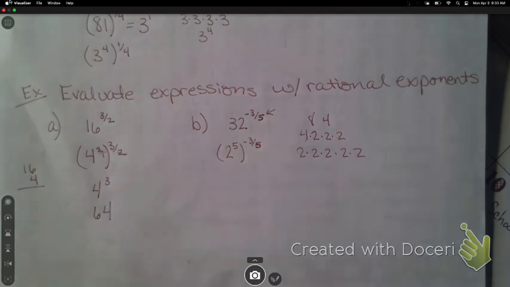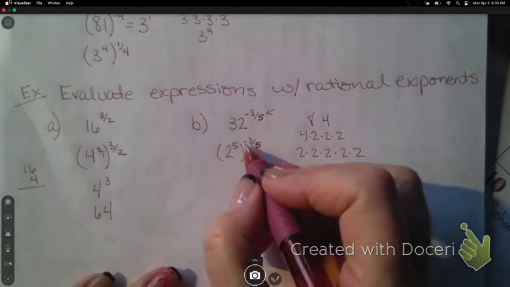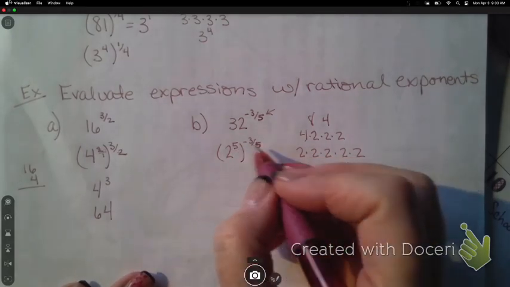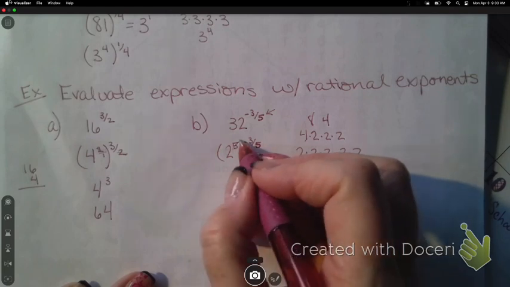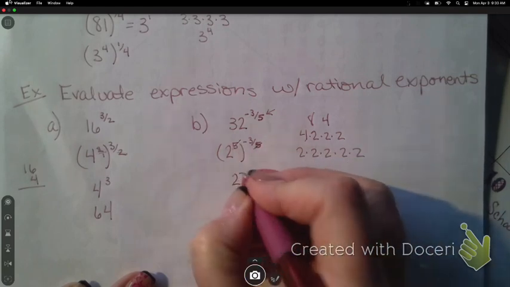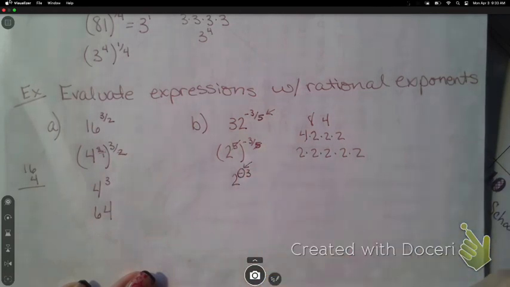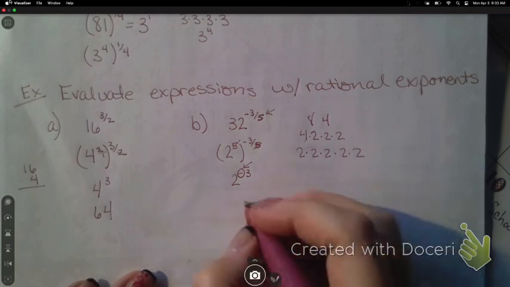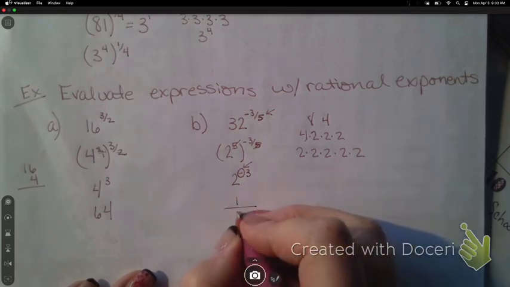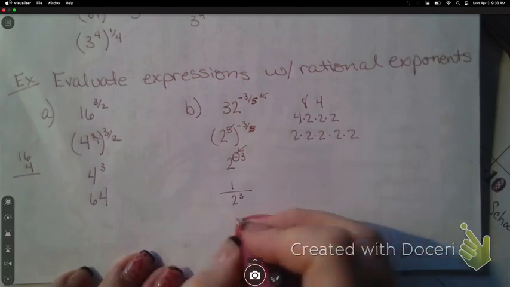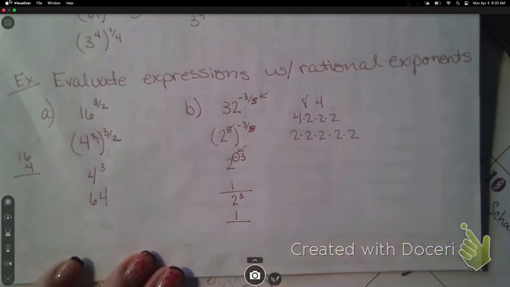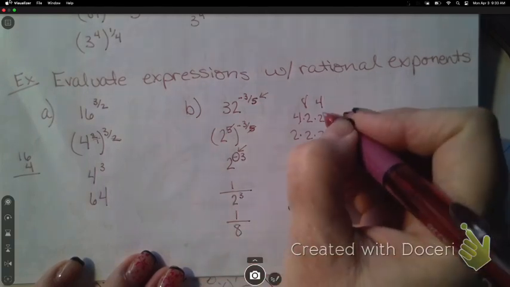So now I have to take 5 times negative 3/5. What's going to happen to my 5 and my 5? They're going to reduce out, and I'm going to be left with 2 to the negative 3rd. What's that negative do? It makes it reciprocate, doesn't it? Positive. So it's 1 over 2 to the 3rd, which is what? What's 2 to the 3rd? 8. We just did it right up here, didn't we?